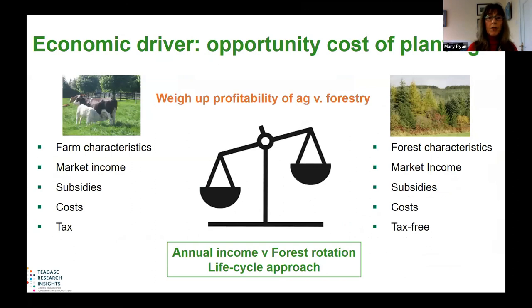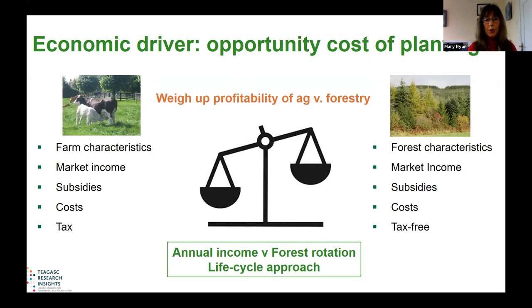Of the economic drivers, it's really about the opportunity cost of planting and weighing up the profitability of agriculture versus forestry. On the farm side, we need to look at farm characteristics like farm system and size. On the forestry side, we need to weigh up the species and sites and the yield class. But on both sides, we also need to look at market income, subsidies, costs, and tax treatment.